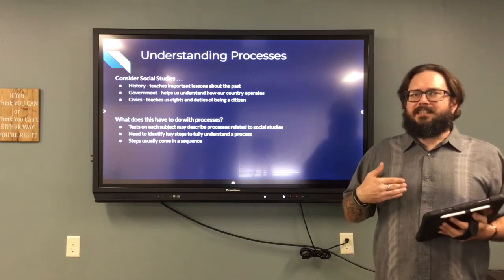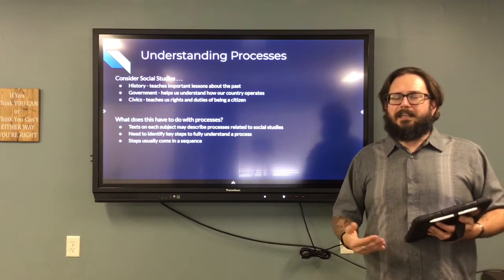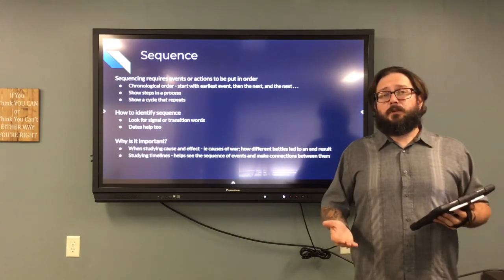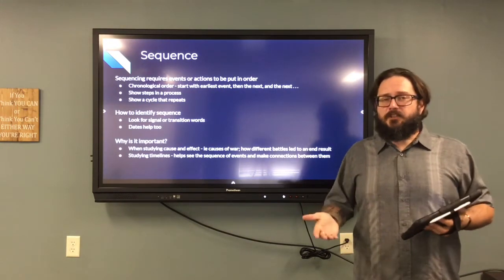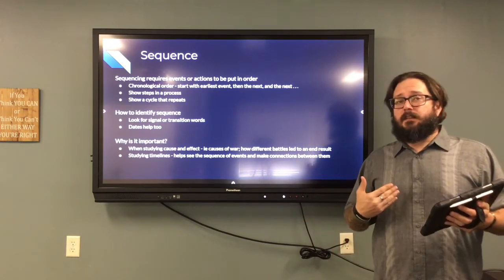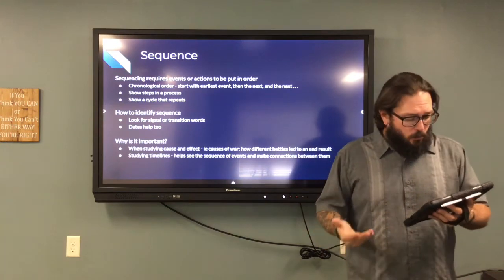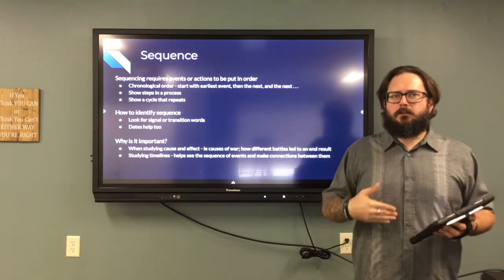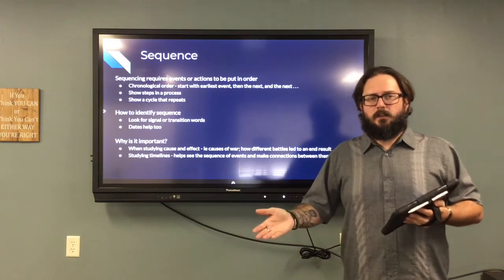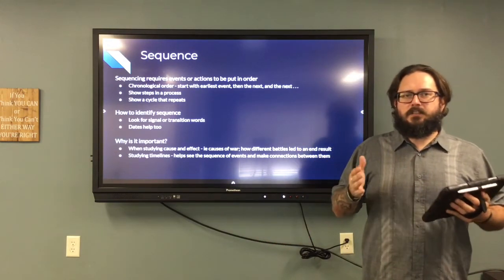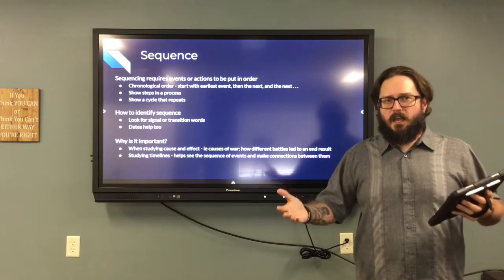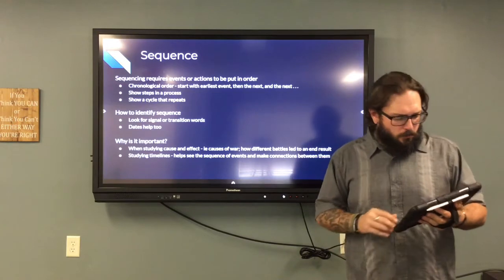We will find that these steps typically come in a sequence. An author will use sequencing to put a series of events or actions in a specific order. They may put events in a chronological order. So they start with the earliest event and then describe the next one and then the next one. So chronological order is used when we put events in order by time or the time in which they occur.